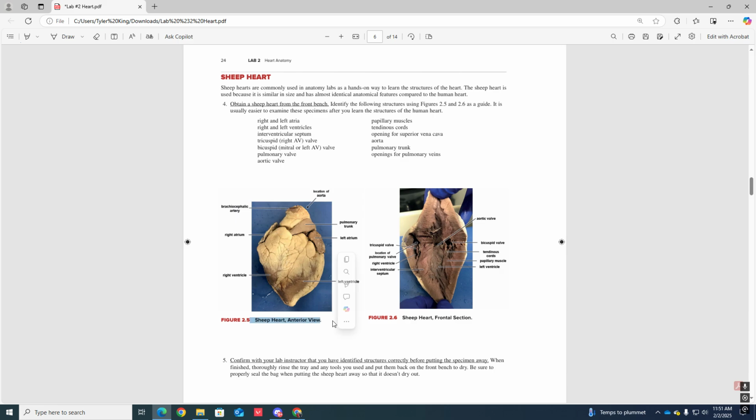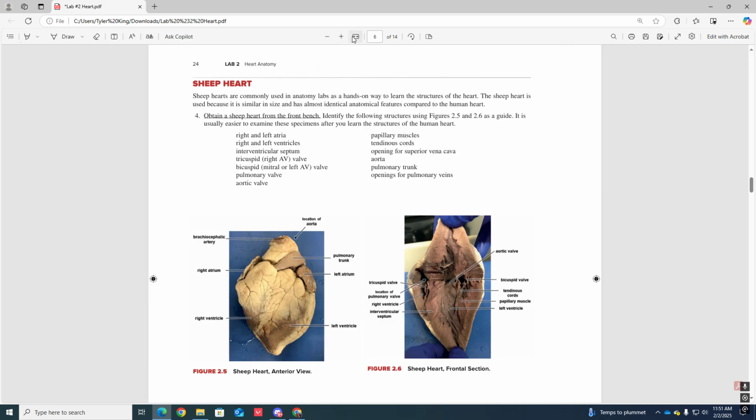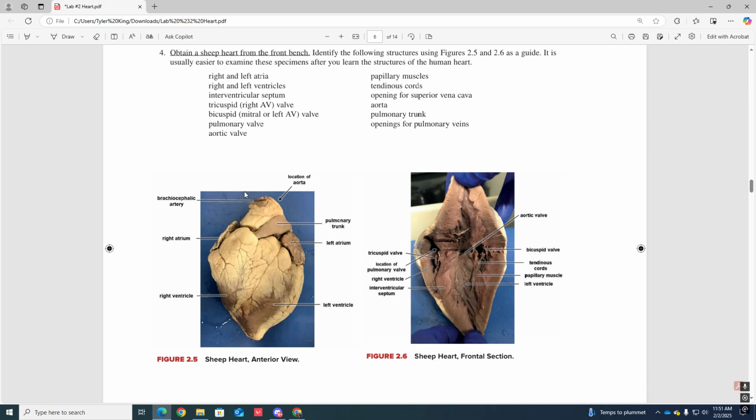So we have our model. We have our anterior view. We have a sheep heart frontal section, so we open this guy up, okay? I want to start with figure 2.5 here. Let's zoom in. What's the first thing I want to look for? I'm going to get orientated, okay?